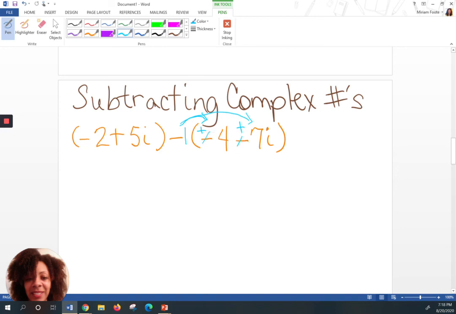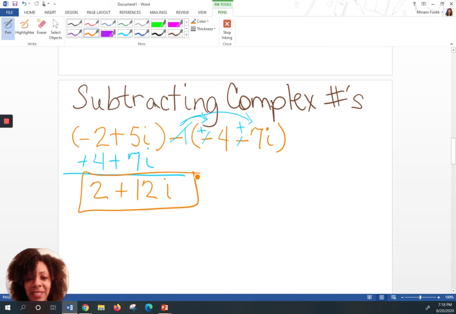So now I can do what I just did, and I can get rid of this so that won't confuse me, and I can set it up to do vertical math. Positive 4, positive 7i. You do not have to do vertical math. Some people just see it better this way. Alright, now if I do my math, I have -2 plus 4, which is positive 2. 5i plus 7i is positive 12i. That's my answer. Notice again, it is in the correct form, a plus bi.